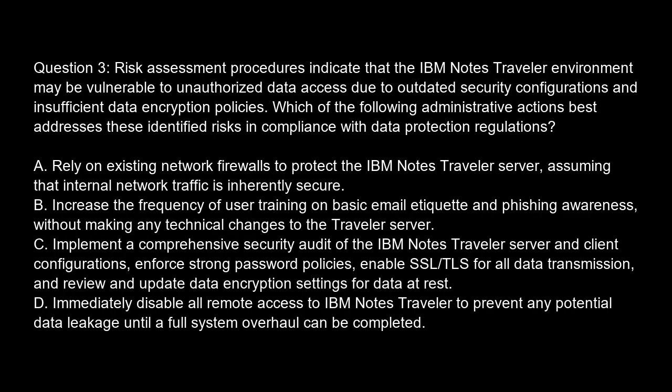Question 3. Risk assessment procedures indicate that the IBM Notes Traveler environment may be vulnerable to unauthorized data access due to outdated security configurations and insufficient data encryption policies. Which of the following administrative actions best addresses these identified risks in compliance with data protection regulations? Option A. Rely on existing network firewalls to protect the IBM Notes Traveler server, assuming that internal network traffic is inherently secure. Option B. Increase the frequency of user training on basic email etiquette and phishing awareness, without making any technical changes to the Traveler server.